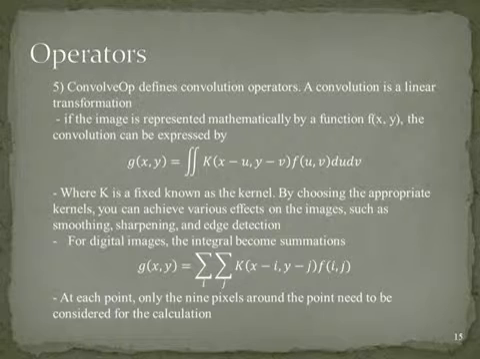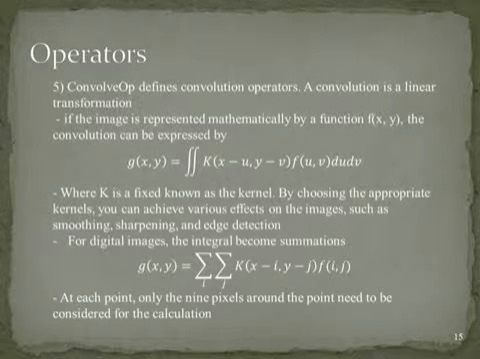Here is the case of a continuous function, where k is a fixed function known as a kernel, and the property of convolution is determined by this kernel. So by choosing the appropriate kernel, we may achieve various effects on the image, such as smoothing, sharpening, and edge detection. So for a digital image, the integral will become a summation.